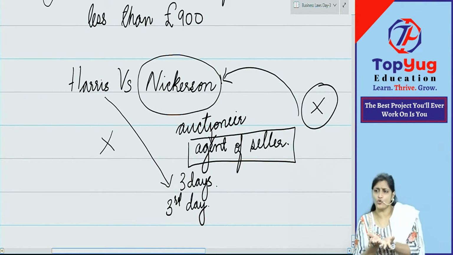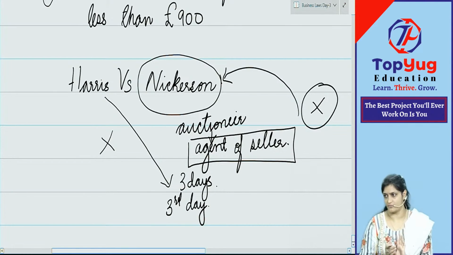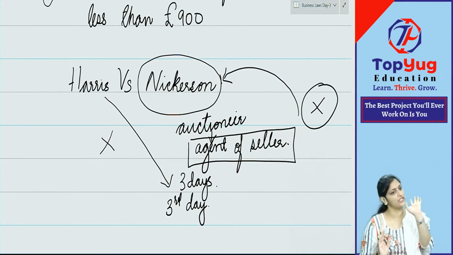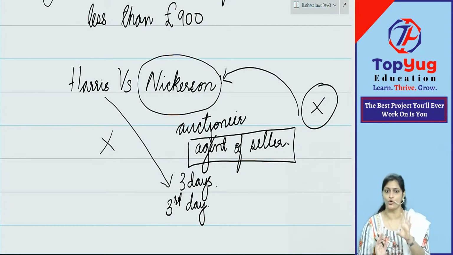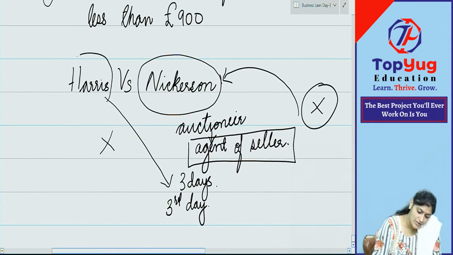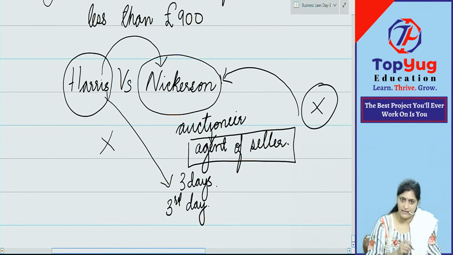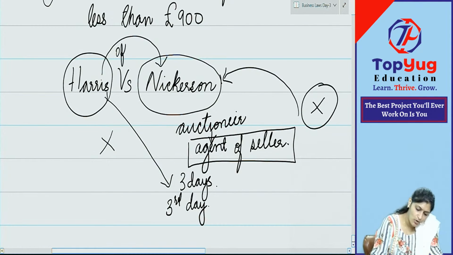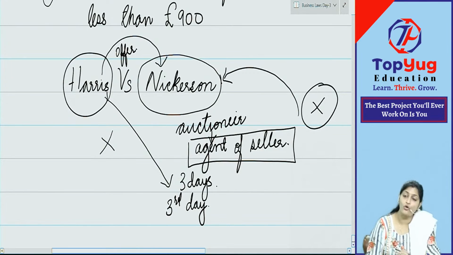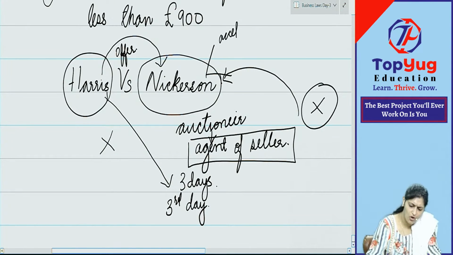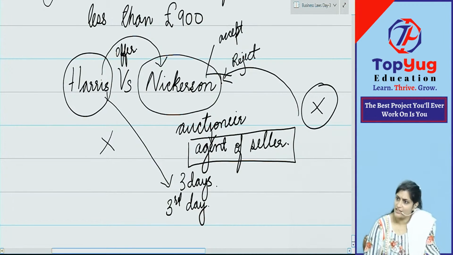Just an invitation to do business is no offer. What is this? This is just an invitation to do business; it is no offer. But what is Harris doing? He is coming to that place and telling Nickerson, I want to buy. That will be an offer. Now who should accept? Nickerson. He will either accept or he can reject. It is his wish. Got this point clear?